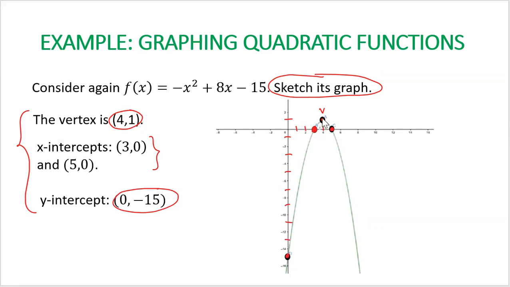So now connecting these points with a parabolic curve where the vertex is the highest point since this parabola is opening downward because a is negative 1, which is less than 0. So this graph here is the graph of negative x squared plus 8x minus 15.